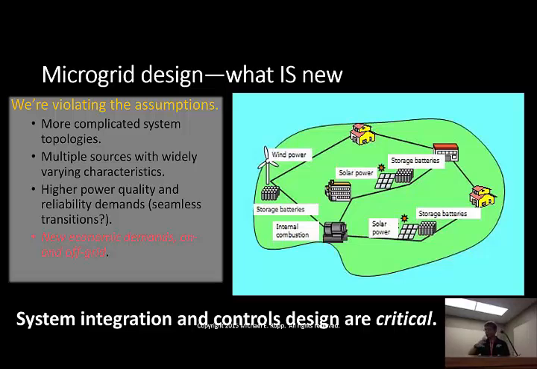So we've got these much more complicated system topologies. We don't have a single dominant source. There isn't a single source bus. Widely varying characteristics between the different sources. So it's a system that has just become considerably more complicated. And when this happens, the system integration and the controls design are absolutely critical.